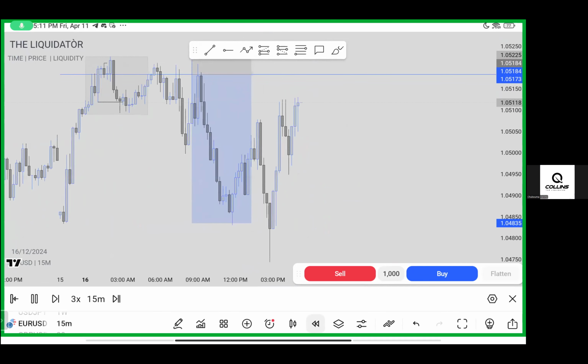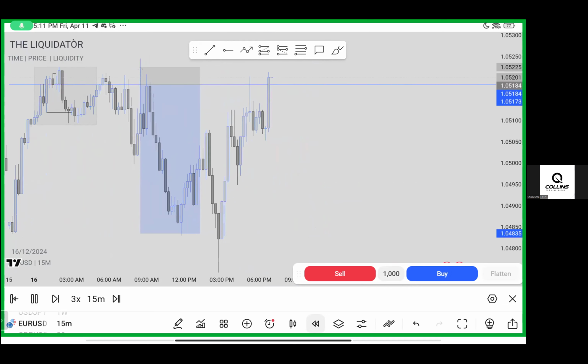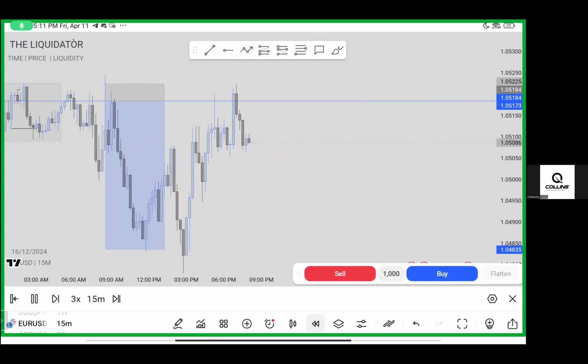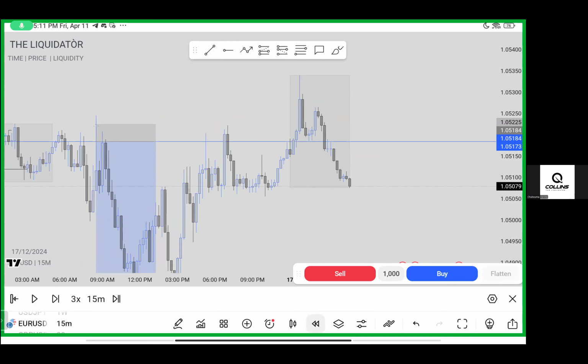So now after this, what are we going to do? Wait for the Asia session of the next day. So now this is the Asia session of the next day. What do we do now? We'll check if Asia created a strong high. So now, is there any strong high? There was no strong high.